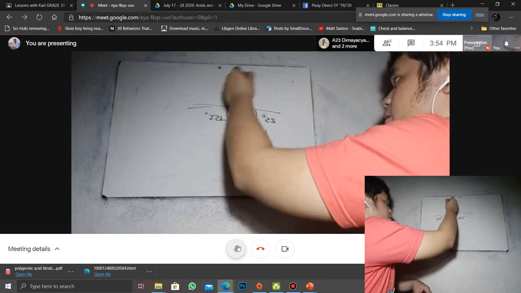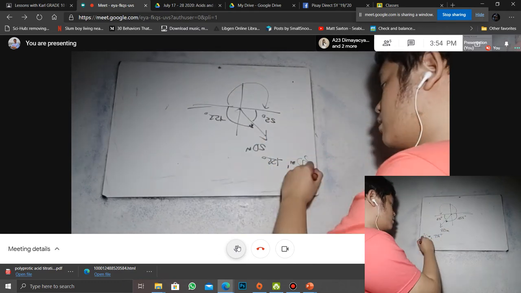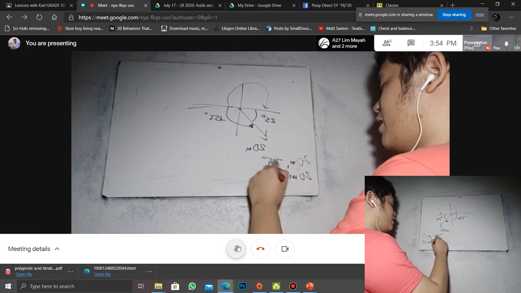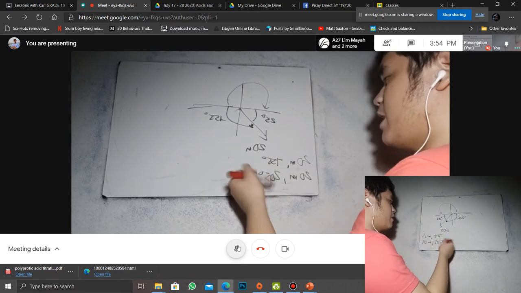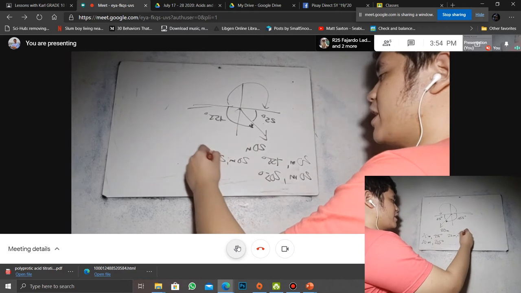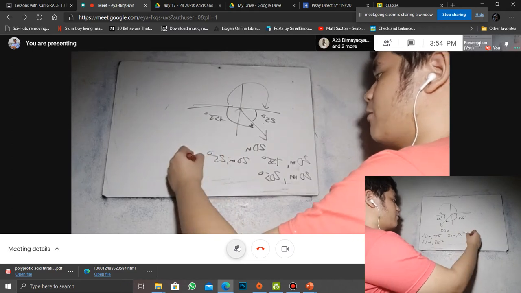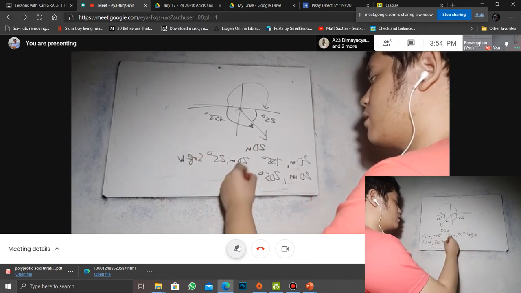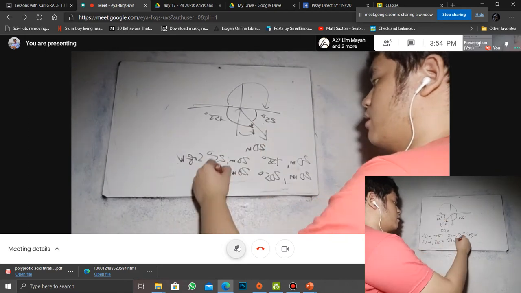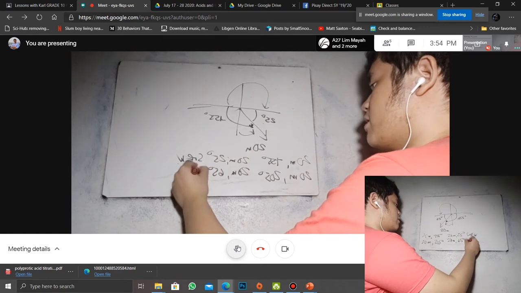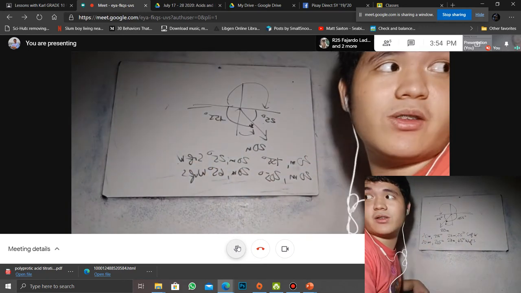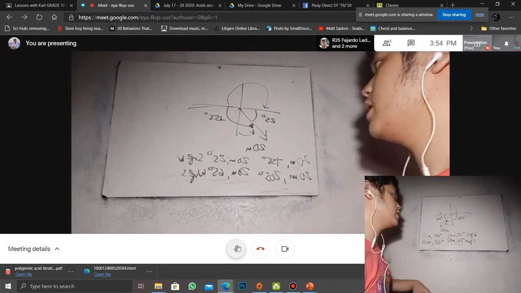Ano pa? 20 meters. 180 plus 25 is 205 degrees. Ano pa? 20 meters, 25 degrees south of west. 20 meters, ito rin, pwede, 65 degrees west of south. No, it really depends on you on how you want to name the vectors. It's on your own discretion. Okay, what's next?